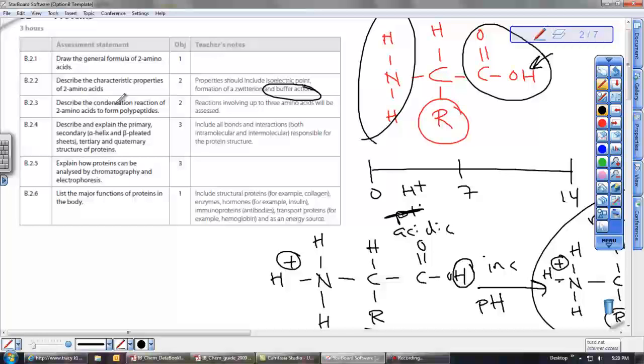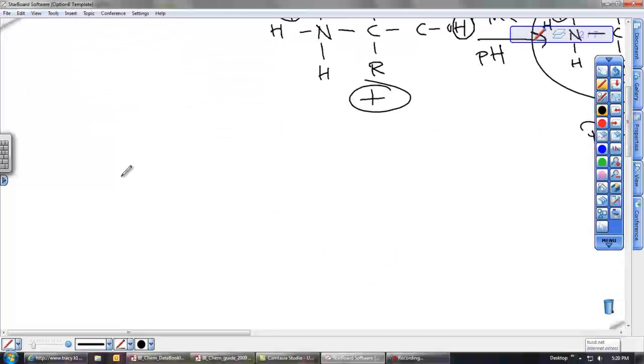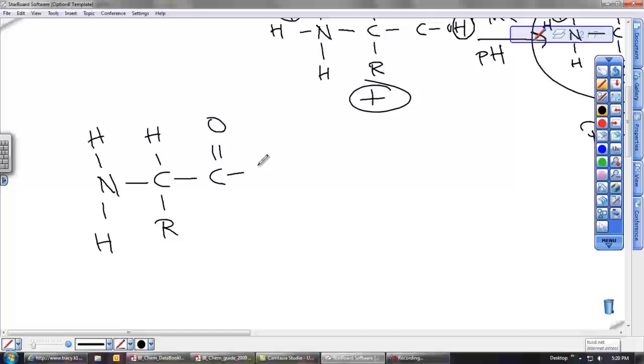You're supposed to describe the condensation reaction. What does a condensation reaction produce, by the way? This is biochem. What do all condensation reactions produce? Water. So I'll use a generic one here. Notice I'm drawing the basic 2-amino acid. It's called 2 because this is carbon number 1, this is carbon number 2. That's why they call it 2-amino acid.